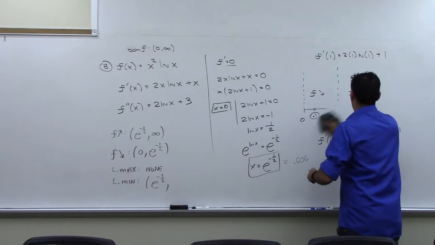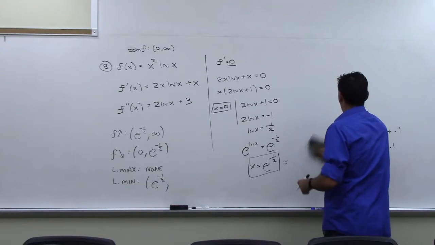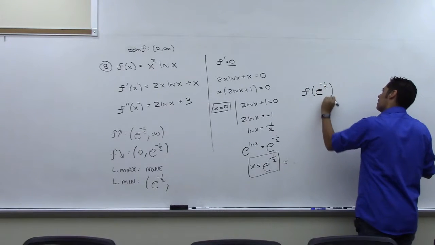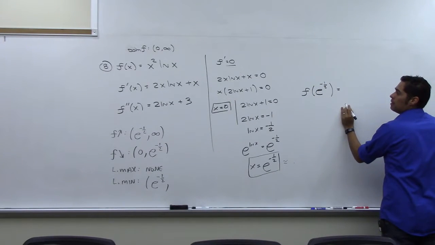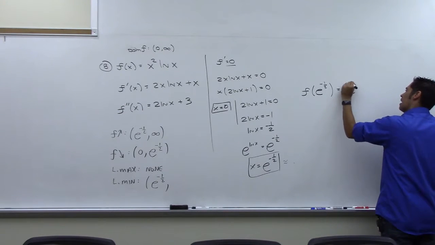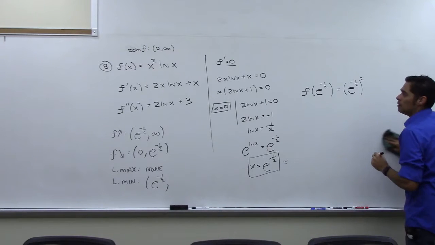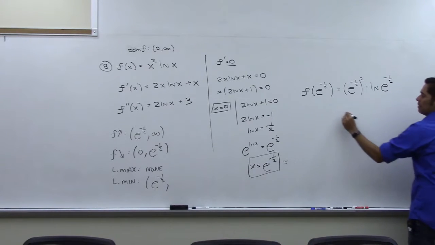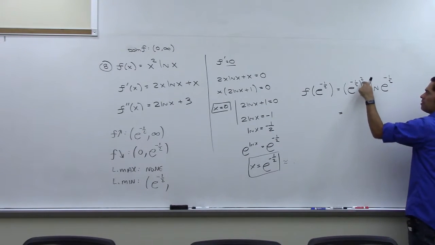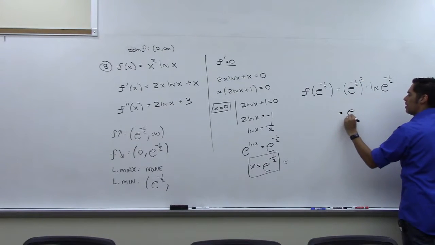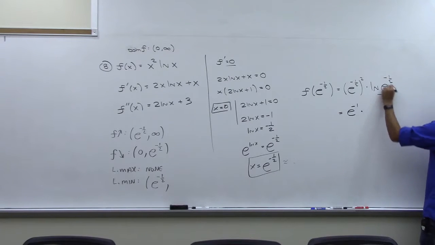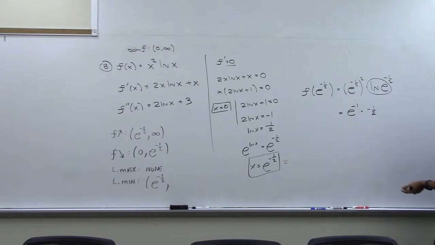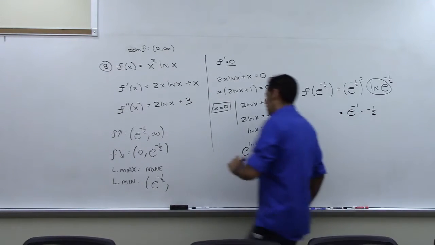Isn't that great? I'm going to erase this. Let's plug in. F of e to the negative 1/2 is, let's see, the original function. It's e to the negative 1/2 squared times natural log of e to the negative 1/2. If I take something to a power, I multiply these two powers. Negative 1/2 times 2 is negative 1, so e to the negative 1. Over here, these two kill each other off, and this pops out, so negative 1/2. And that's it. You could just write it like that: negative 1/2 e to the negative 1.